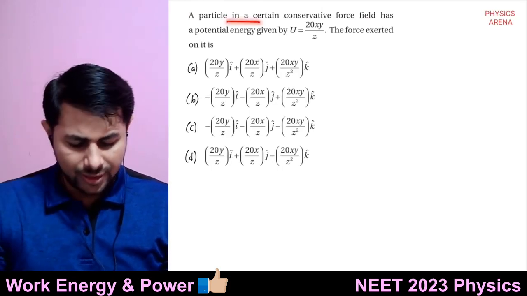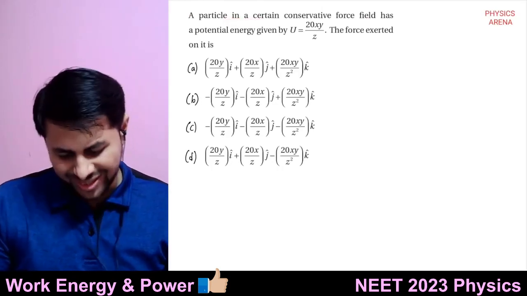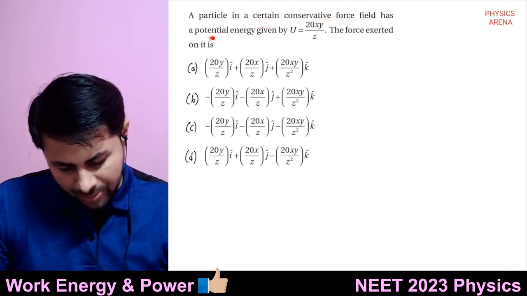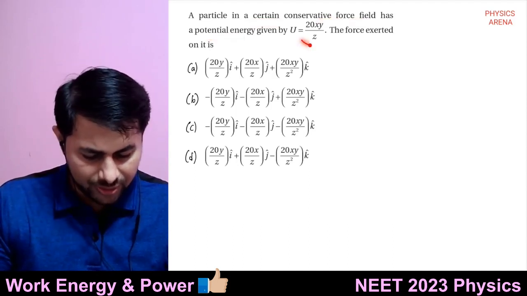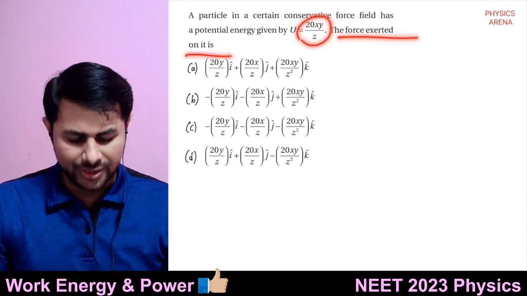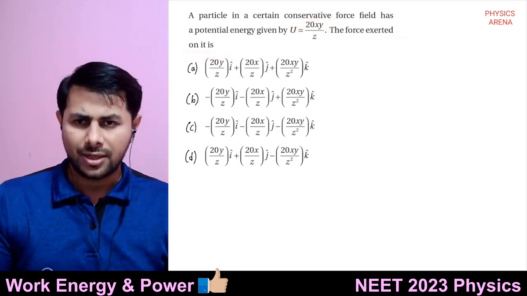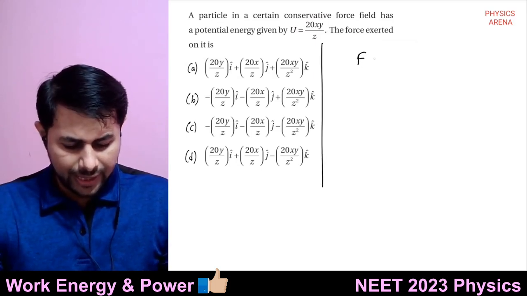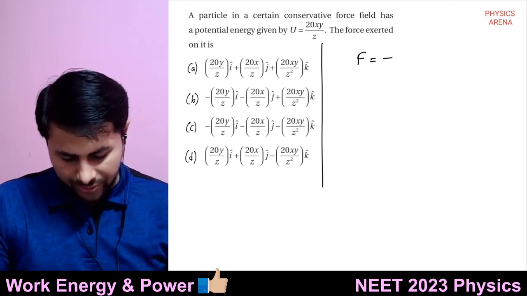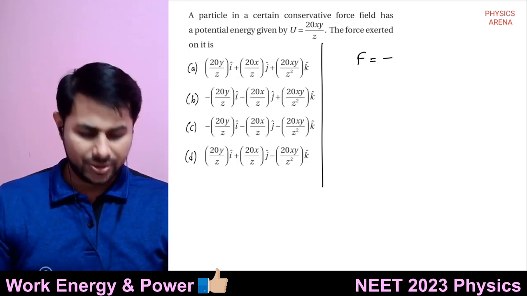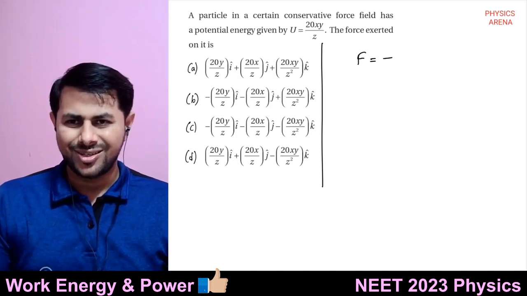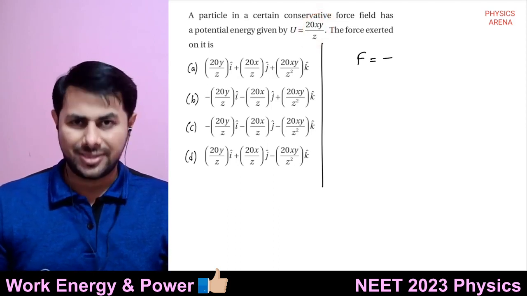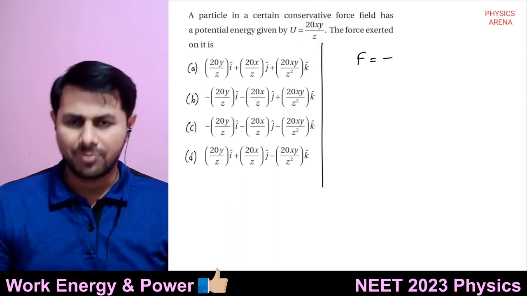A particle in a certain conservative force field has a potential energy given by U equals this thing. The force exerted on it is. So this is again a straightforward question. So we know that F equals minus of the derivative of U with respect to what? So now here we have three coordinates, x, y, and z, right? So we have to take three components of force.